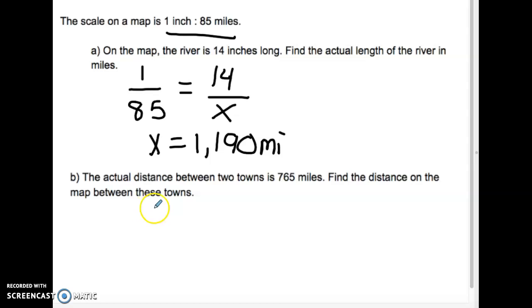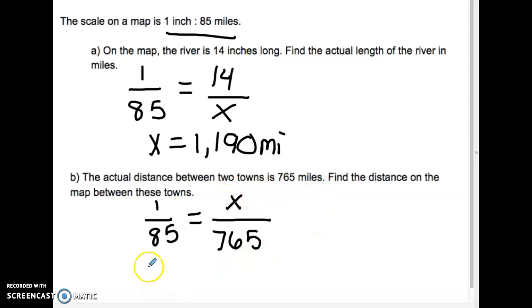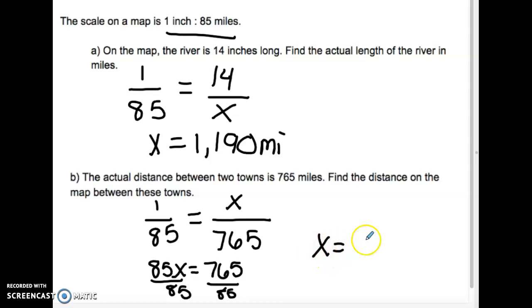Find the distance on the map between the two towns. So use the original scale given, 1 over 85. And we're given actual, goes on the bottom, miles lines up with miles, looking for on the map. So cross multiply, 85 times x is 85x, 1 times 765 is 765. Divide by 85 on both sides to get x by itself. And we get x equals 9 inches.